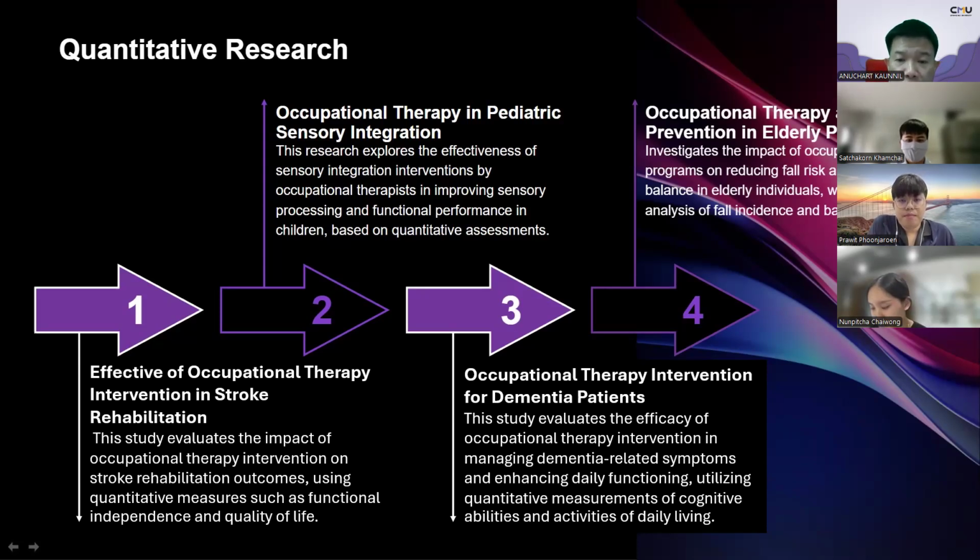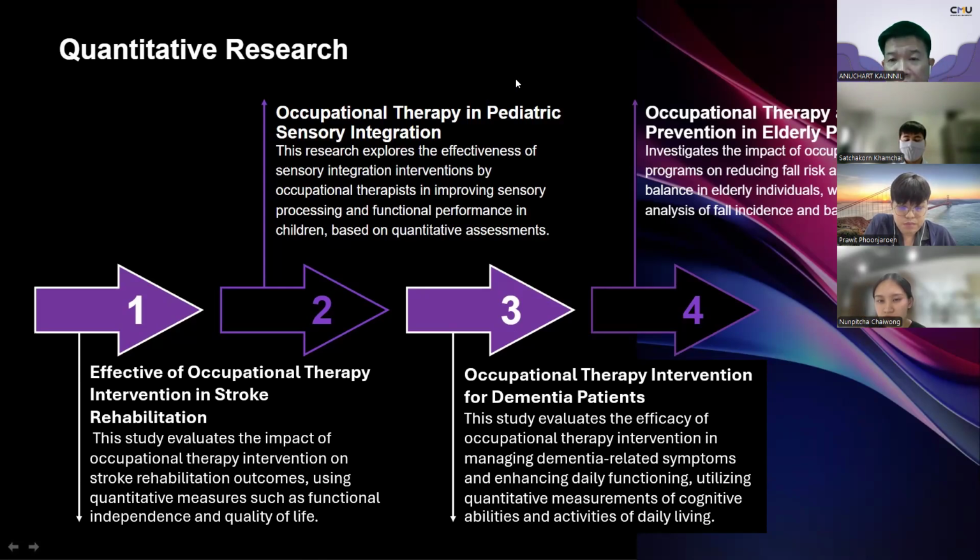This is in mental health, right? In dementia, older people are likely to progress from mild cognitive impairment to dementia in the future. This study evaluates the efficacy of OT intervention in managing dementia-related symptoms. They use symptom management to enhance daily living or daily functioning. They use quantitative measures of cognitive ability to see whether cognitive decline can be improved and cognitive ability in activities of daily living strengthened.